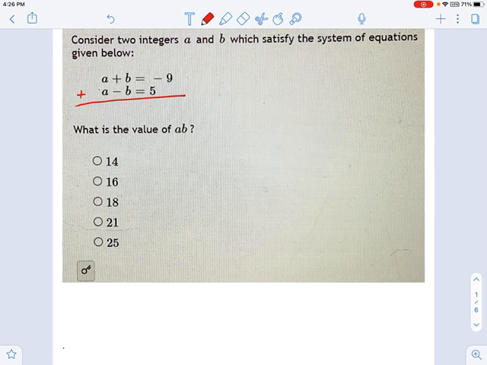This is a very useful technique for solving what's called a system of equations. When you have two equations and two variables, you try adding them together. Or if that doesn't work, try subtracting them from each other.